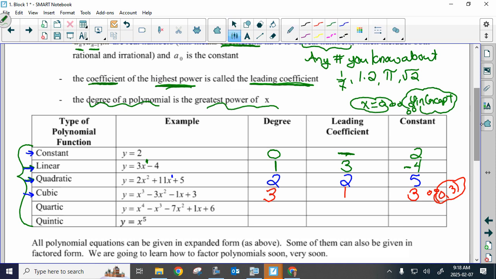Okay? The next one is called a quartic function. So that's degree 4. My leading coefficient here is 1 again. And my constant term is 6. Do you guys see those? Okay? And then the last one would be degree 5. What's the leading coefficient? It's going to be 1. What's my constant term? Yeah. 0. If there's nothing there for a constant term, we would see it as a plus of 0.